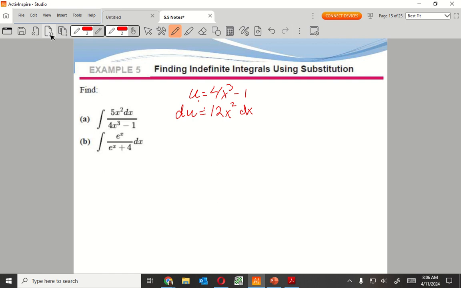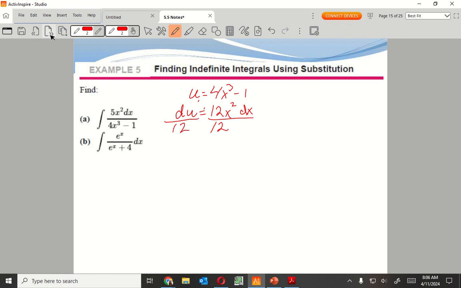So, is that exactly what I need there? Say no. It's not really there though. But let's see if we can actually use that. Let's get rid of that 12. How would I get rid of that 12? Just divide by 12, right? Yeah. I have to divide by 12 first because I'm not ready to do the substitution.